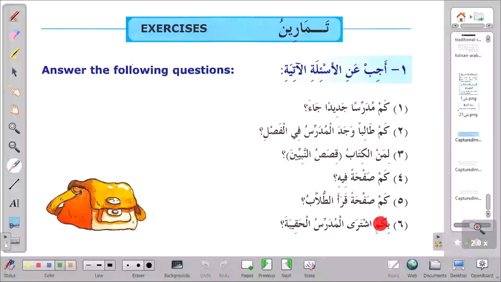بكم اشترى المدرس الحقيبة. How much did the teacher buy the bag for? So what would be the answer? ب80 ريالا. That is clear. For 80 riyals. He bought it for 80 riyals.